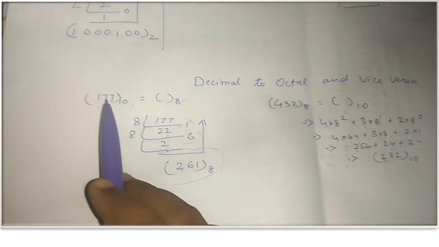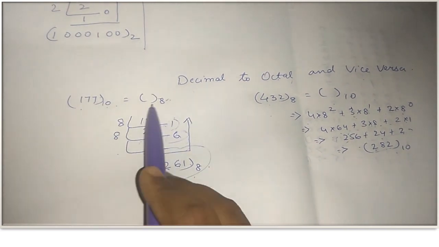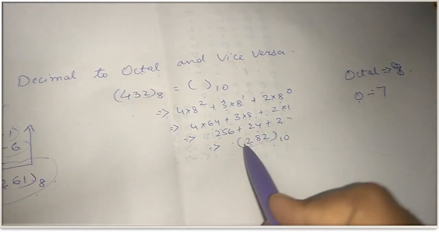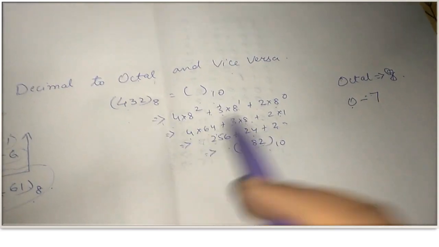This is your decimal to octal conversion. In decimal to octal you are dividing, in octal to decimal you are expanding. This thing you have to remember. Okay.